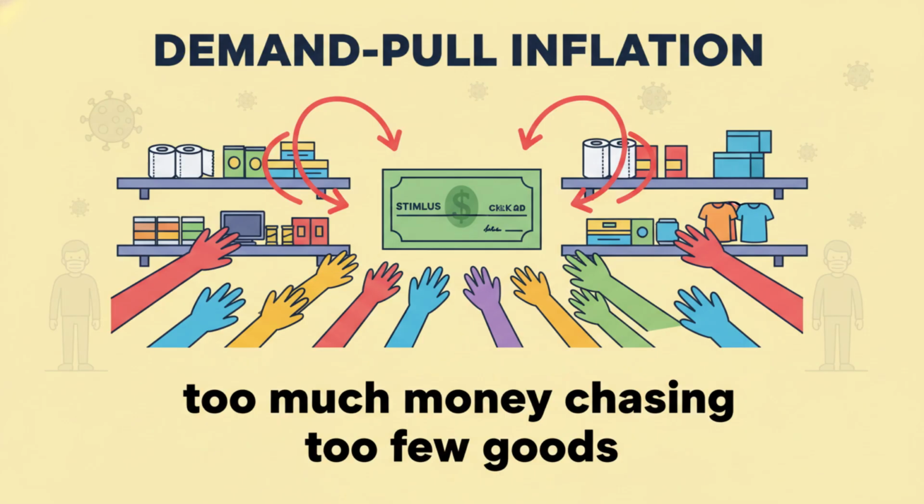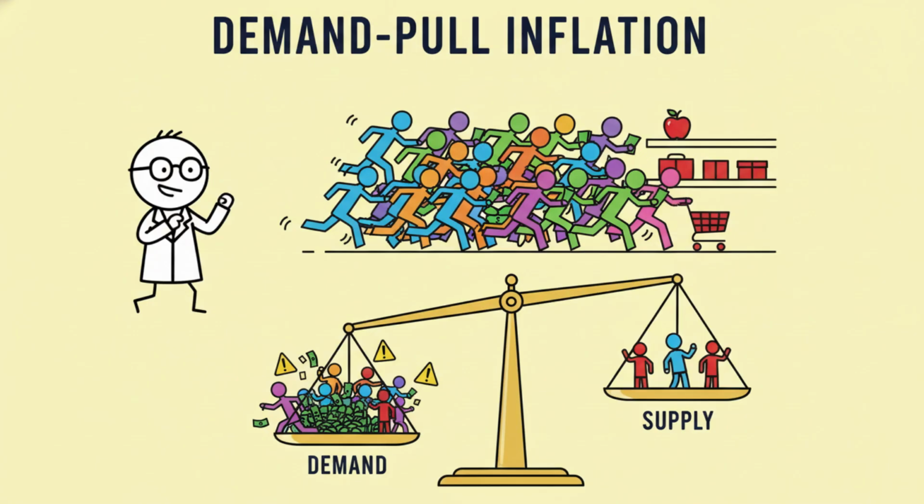Now, what causes inflation? Demand pull inflation. Too much money chasing too few goods. When everyone has cash and wants to spend it, demand exceeds supply. Businesses raise prices because they can. Classic example. Pandemic stimulus checks.